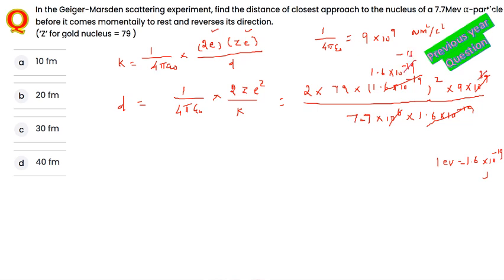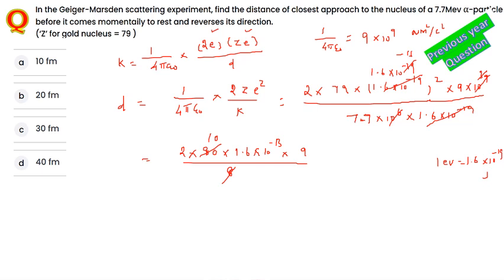So what are the things there, I just write here: 2 into 79, I just round up into 80, and 1.6 into 10 power minus 13, and into this one here is 9, and the whole divided by 7.7, I just mentioned as 8 for short. See, always, when you are going to do it in the manual method, you just put in the round off method, so that you can get approximate answers here.